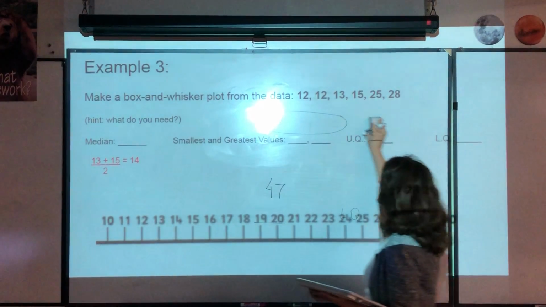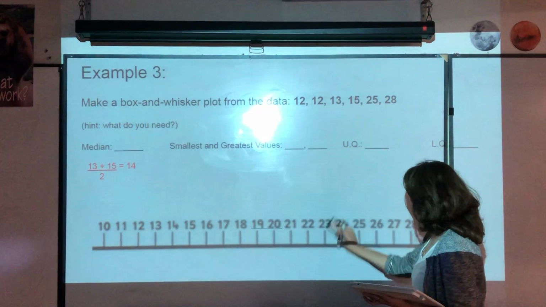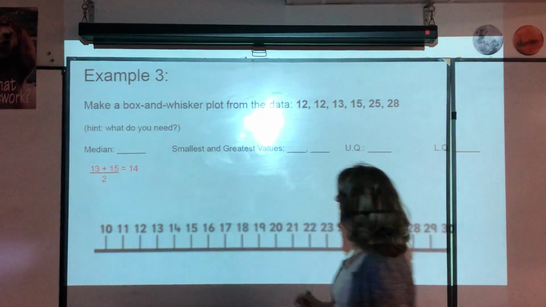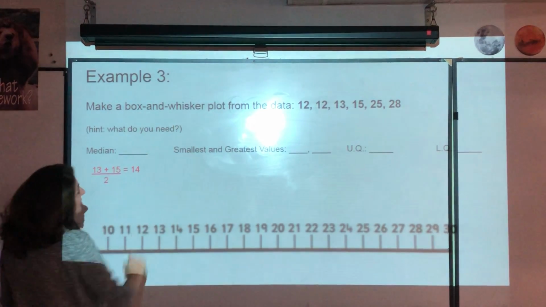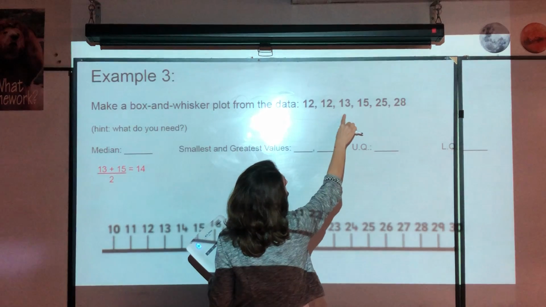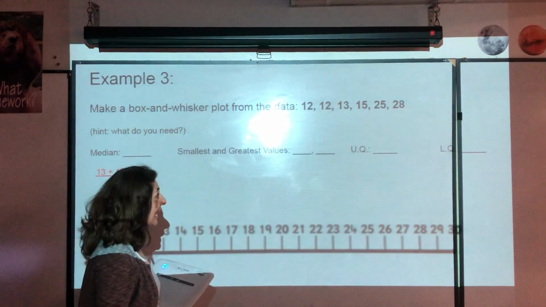Now let's see the last example for today. The last example for today is to make a box and whisker plot from the data. So here's the data: 12, 12, 13, 15, 25, and 28.